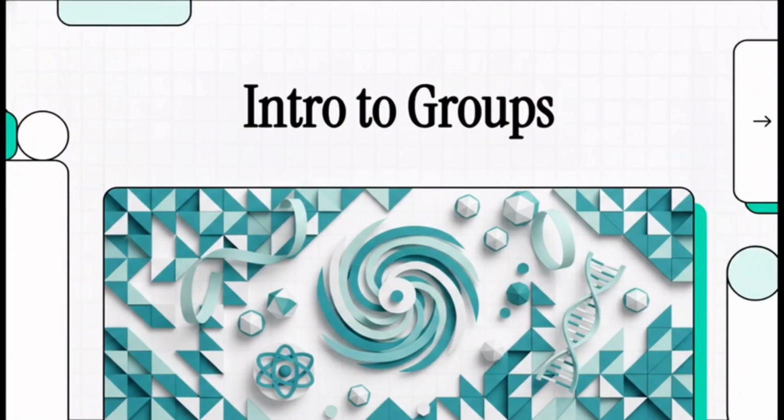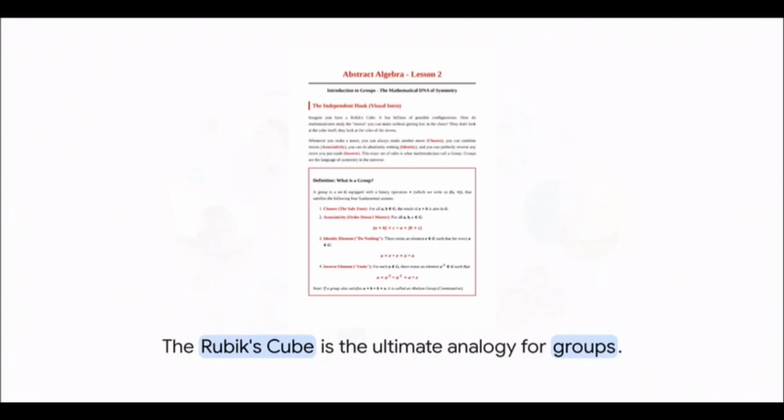Now, don't let the word algebra intimidate you. By the end of this explainer, you're going to see exactly how everyday logic perfectly mirrors the deepest rules of mathematics. Okay, let's dive into this by thinking about something super familiar, the Rubik's Cube. It's got billions of possible configurations, literally billions. So how do mathematicians even study the moves you can make without getting entirely lost in that chaos?